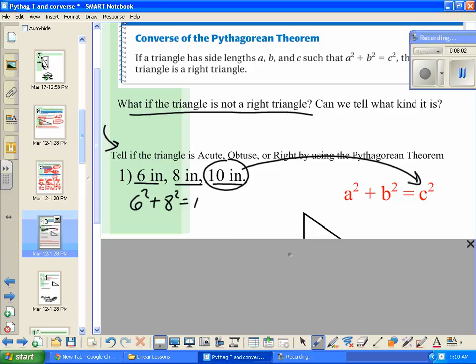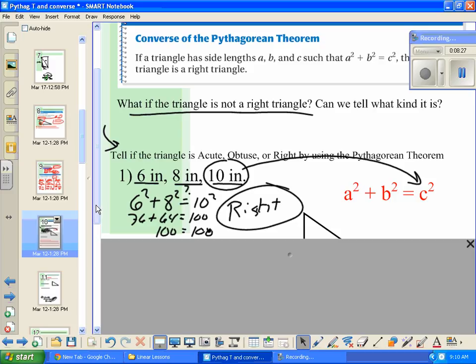Well, 6 squared plus 8 squared has to equal 10 squared. And I'm going to check and see, does this work? 6 squared is 36. 8 squared is 64. 10 squared is 100. 36 plus 64, what does that give me? I think 36 plus 64 is 100. So yeah, 100, well, that equals 100. They get the same thing on both sides of the equation. So this must be the right triangle.